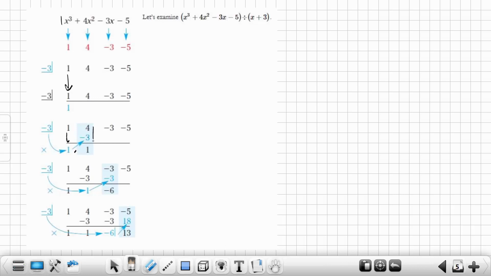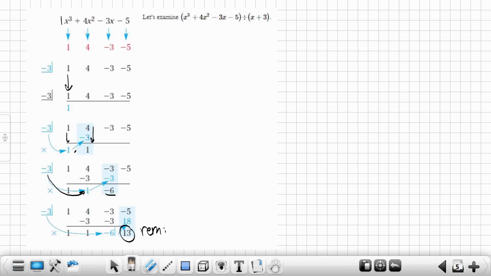Then you add 4 and negative 3 and you get 1. Then you do negative 3 times 1, you get negative 3. You add negative 3 and negative 3, you get negative 6. Then you do negative 3 times negative 6, you get positive 18. Negative 5 plus 18, you get positive 13. This was your remainder right here.